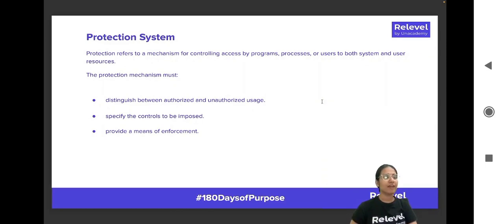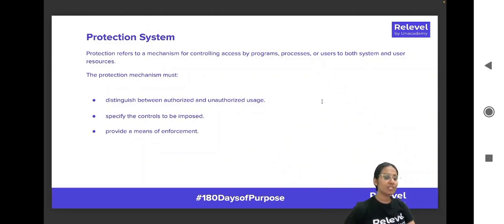A protection system basically refers to a mechanism for controlling the access by programs, processes or users to both system and user resources. Sometimes some programs and processes do not have access to a certain resource, so you need the right protection system in place so that no process or program can gain access to resources they are not supposed to get. It could be a system resource or a user resource as well. That is why the protection system takes care of distinguishing between authorized and unauthorized usage of a resource.